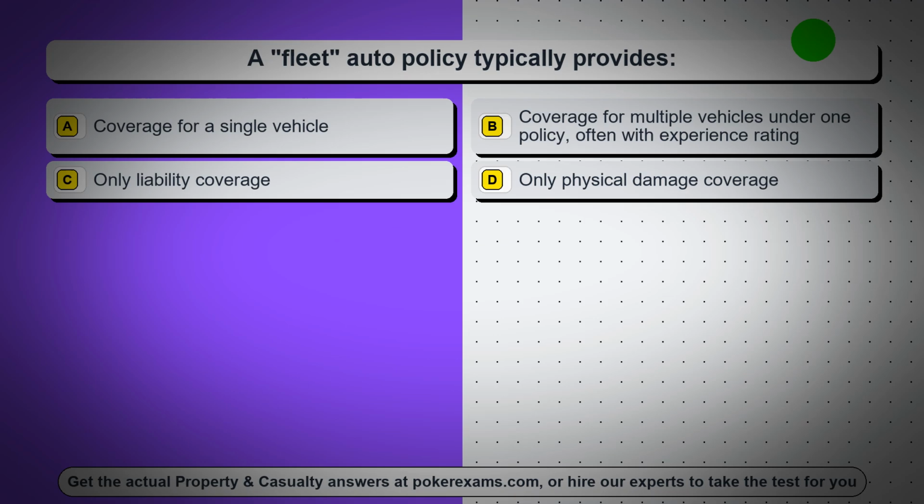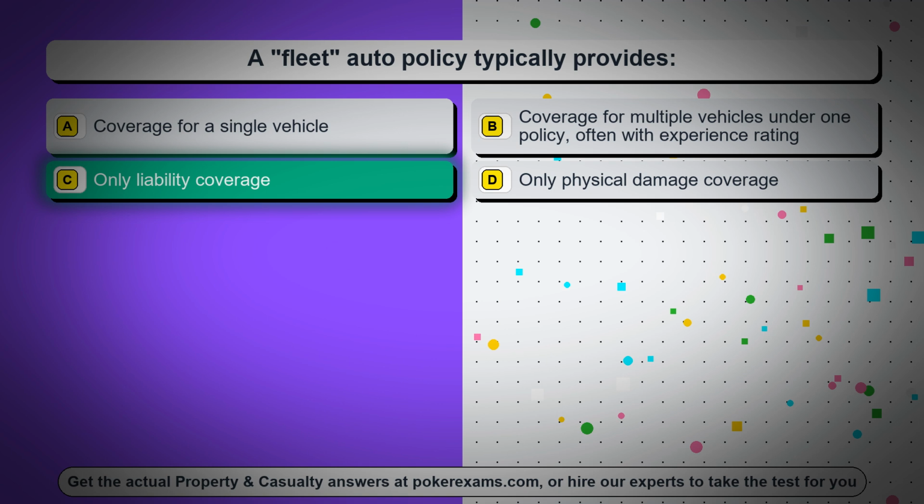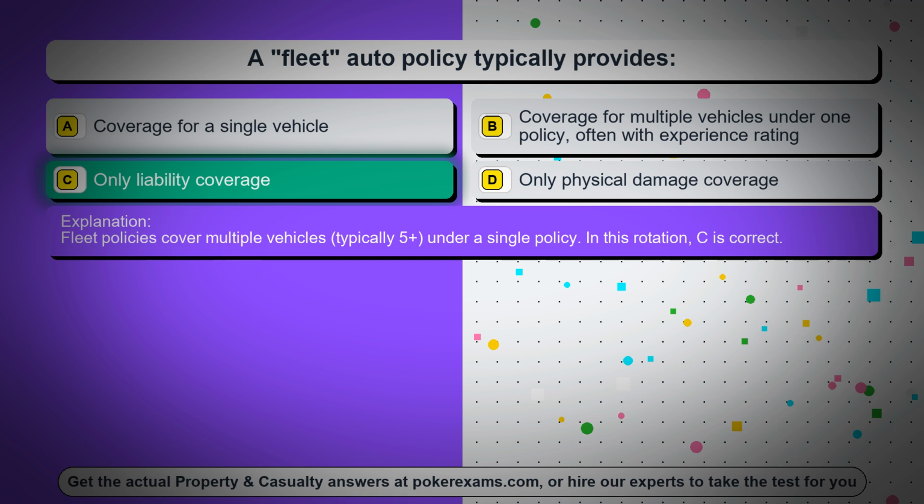Question 17. A fleet auto policy typically provides. Option A, coverage for a single vehicle. Option B, coverage for multiple vehicles under one policy, often with experience rating. Option C, only liability coverage. Option D, only physical damage coverage. The correct answer is option C, only liability coverage. Fleet policies cover multiple vehicles, typically 5+, under a single policy. In this rotation, C is correct.